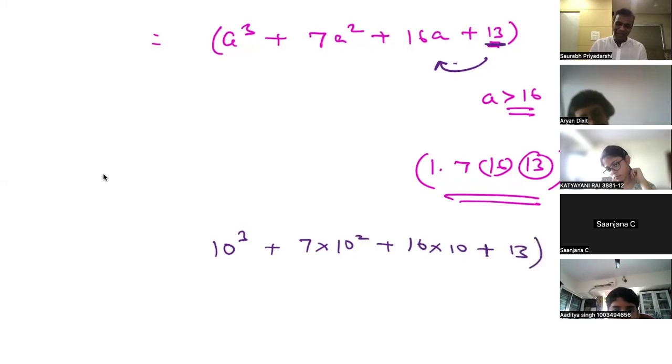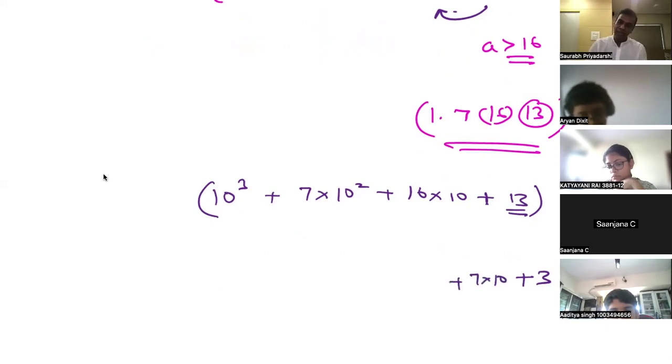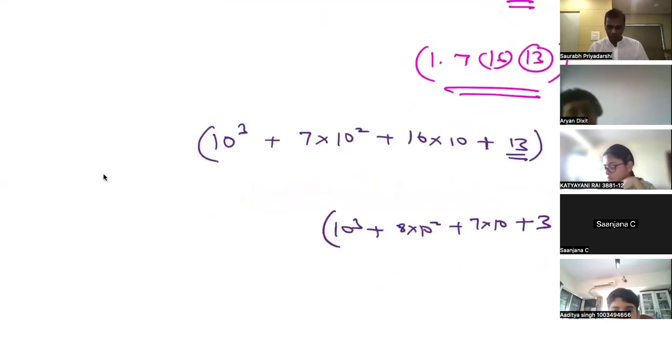Now I can't write it like this, right? So what I have to write is 3 plus 10. One 10 goes here, so this becomes 17. So 17 I will write as 7 into 10 plus 100, one term. So it is 8 into 10 square plus 10 cube. Is this okay? So this number will be 7381 if this is base 10.